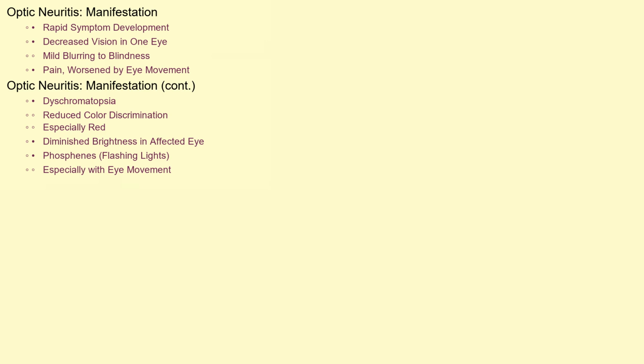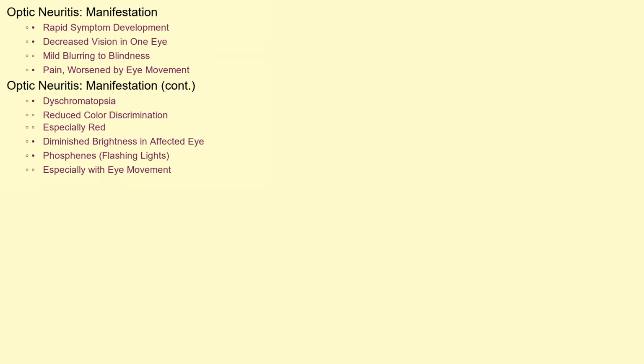How does optic neuritis manifest itself? The symptoms of optic neuritis can vary but often develop rapidly, usually over a few days. The most common symptom is a decrease in vision in one eye. This vision loss can range from mild blurring to complete blindness. Pain is also a hallmark symptom, often worsened by eye movement.